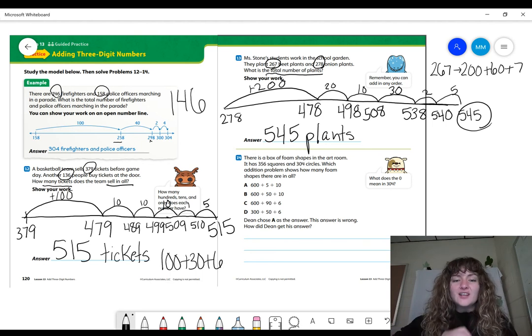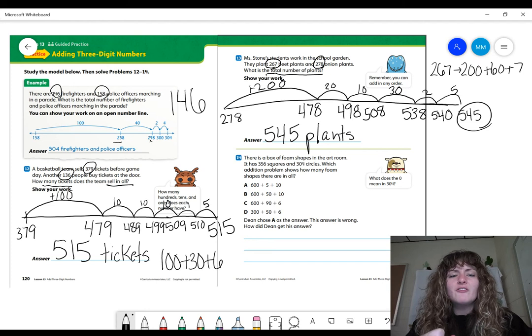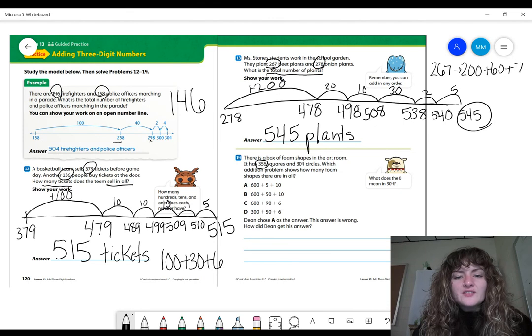All right, let's finish up with number 14. It says there is a box of foam shapes in the art room. It has 356 squares and 304 circles. Which addition problem shows how many foam shapes there are in all? Ooh, okay, so let's read that again. It says there is a box of foam shapes in the art room. It has 356 squares and 304 circles. Which addition problem shows how many foam shapes there are in all?